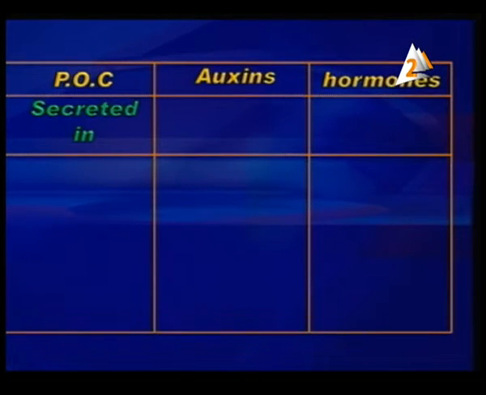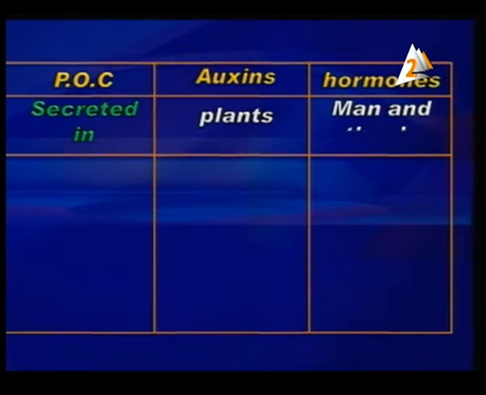Compare between auxins and hormones from the point of view of where they are secreted. The auxins are secreted in plants, while hormones are secreted in men and other living organisms.